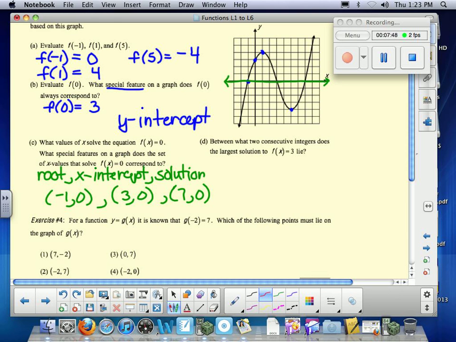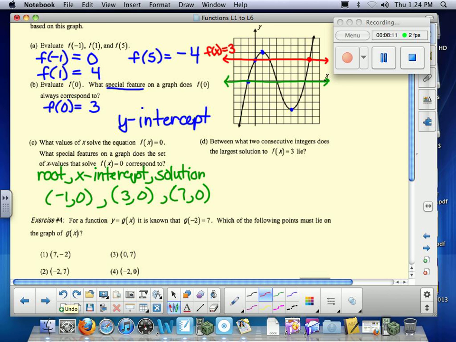1, 2, 3. We want where f of x equals 3. So we want to know where that graph hits 3. What's the biggest place where that happens? F of x equals 3. Right out over here is where that happens.